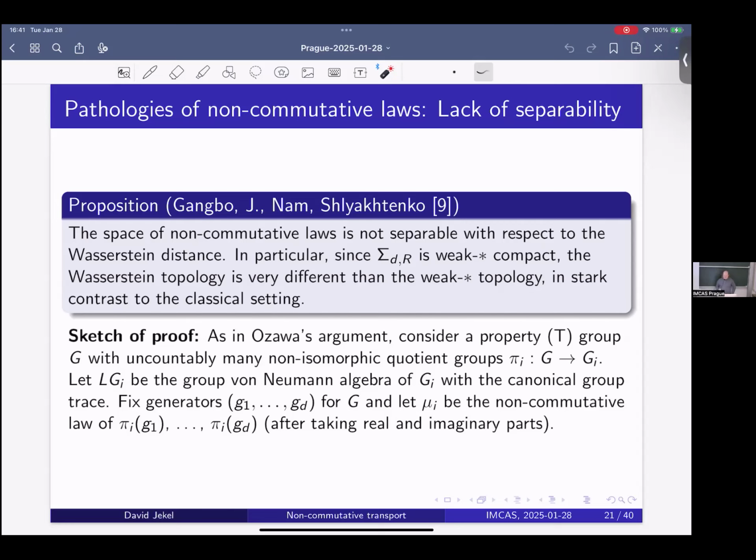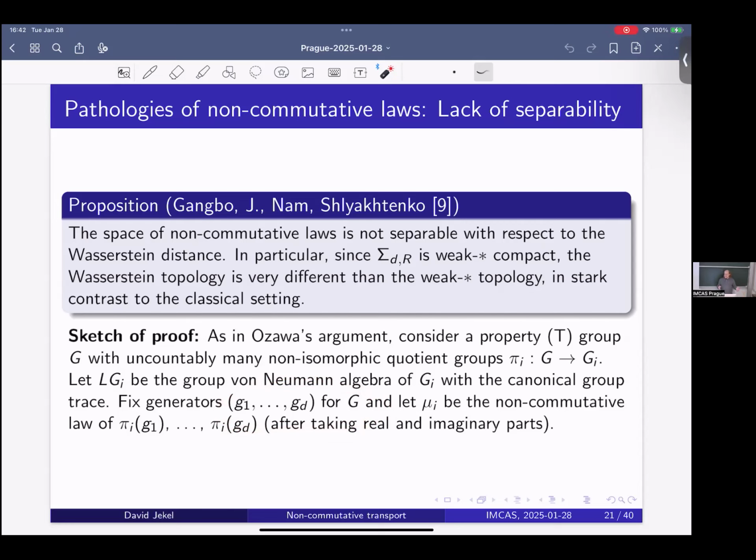And so how does this work? More specifically, there exists some property T group with uncountably many non-isomorphic quotients. And in fact, I don't even care if the quotients are not isomorphic. I just need there to be uncountably many distinct quotient maps. And so then you could take generators for the group G and consider the images of the generators in each of these quotient groups.